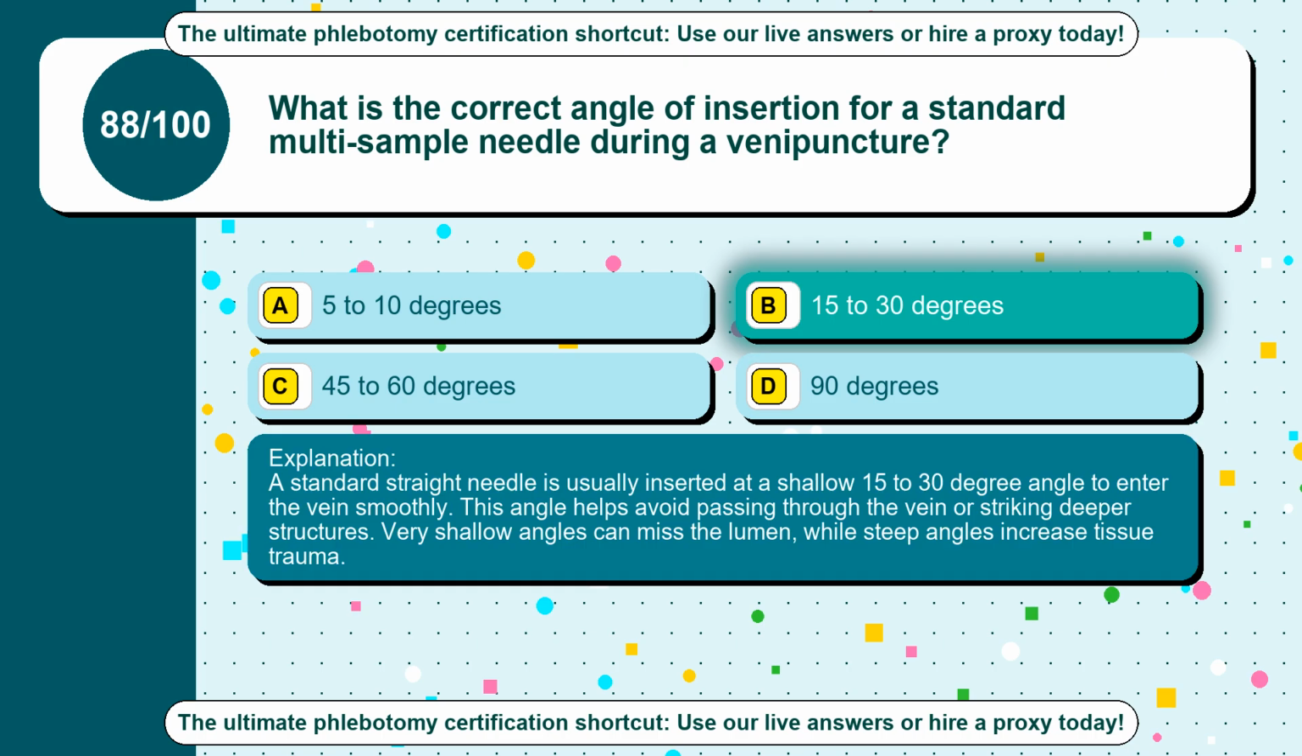A standard straight needle is usually inserted at a shallow 15 to 30 degree angle to enter the vein smoothly. This angle helps avoid passing through the vein or striking deeper structures. Very shallow angles can miss the lumen, while steep angles increase tissue trauma.